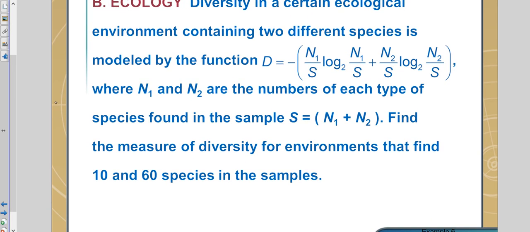So it's the same question. It says find the measure of diversity for the environments that have 10 and 60 species in the sample. So all we've done now is switched N1 and N2. And notice if we do that, then the sum will also change. So if we have 10 plus 60, we now do actually have 70 for my sample. So my sample now equals 70. This time I'm just going to go to the calculator, and I'm going to change it from here.